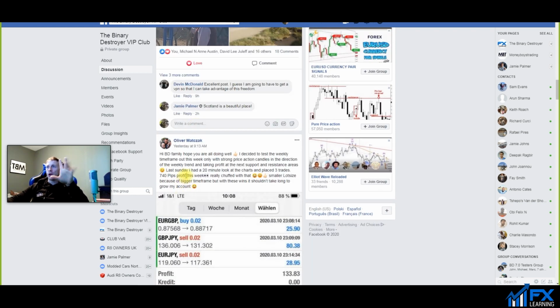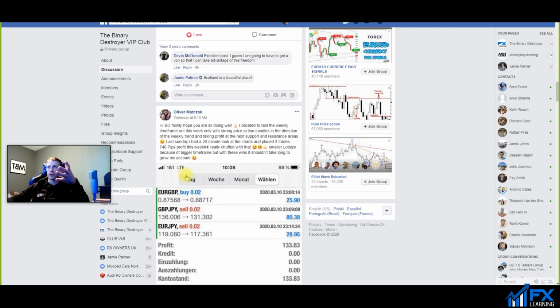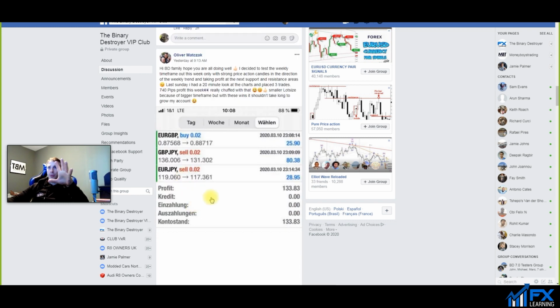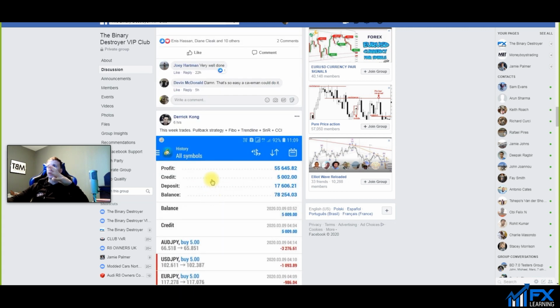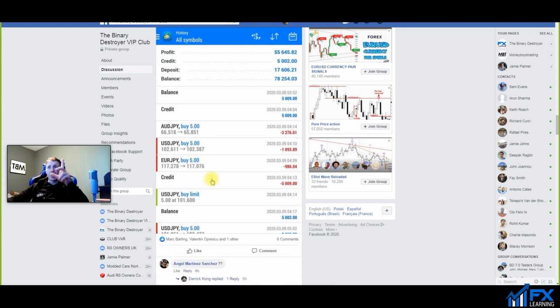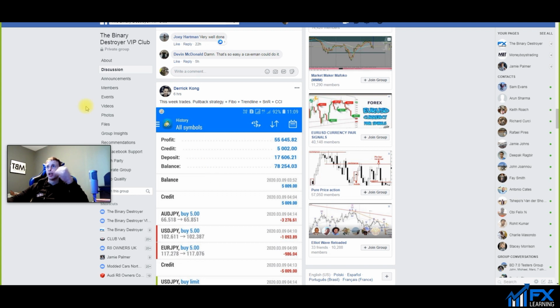Hi BD family, hope you're doing well. I decided to test the weekly time frame with support and resistance, strong trend. Nice setup there, £133. This week's trades: pullback strategy, Fibonacci levels, trend lines, SNR, and CCI. That, everyone, is a real good way of trading. The pullback strategy, Fibonacci levels, and trend line trading is a very, very good way. So really good from Derek there.